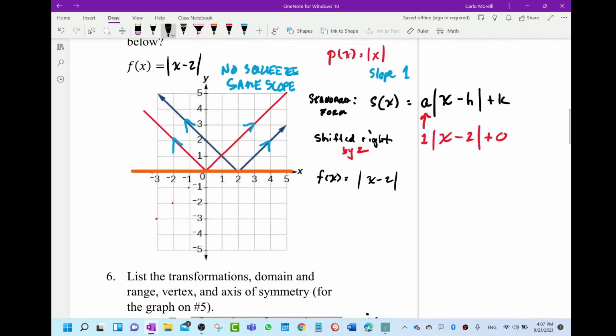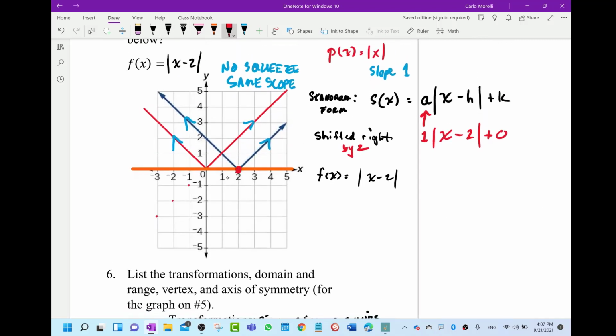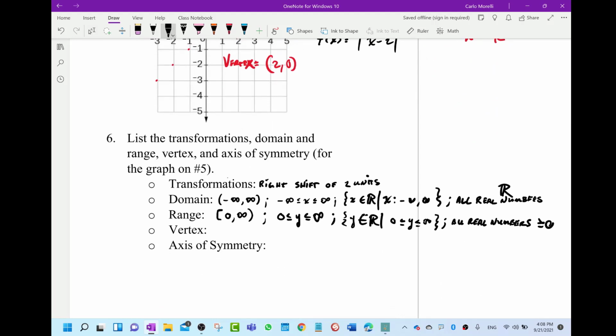So what's the vertex? Well, there's the vertex right here. That's 2, 0. So vertex is equal to 2, 0. Well, that was easy enough to read here, right? Because now we know that the h, k is the vertex. There's h, and there's k. So a lot of power in knowing the formula, right? So the vertex is at 2, 0. So we're going to go here and put 2, 0.